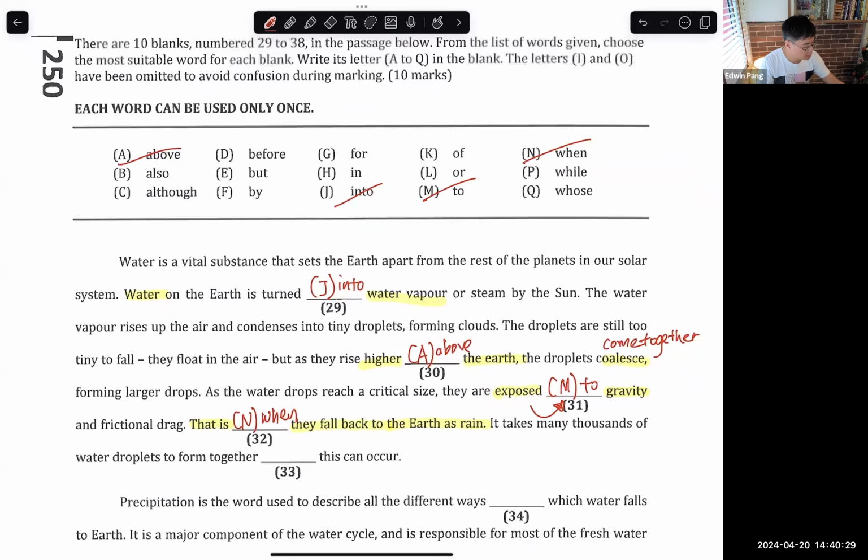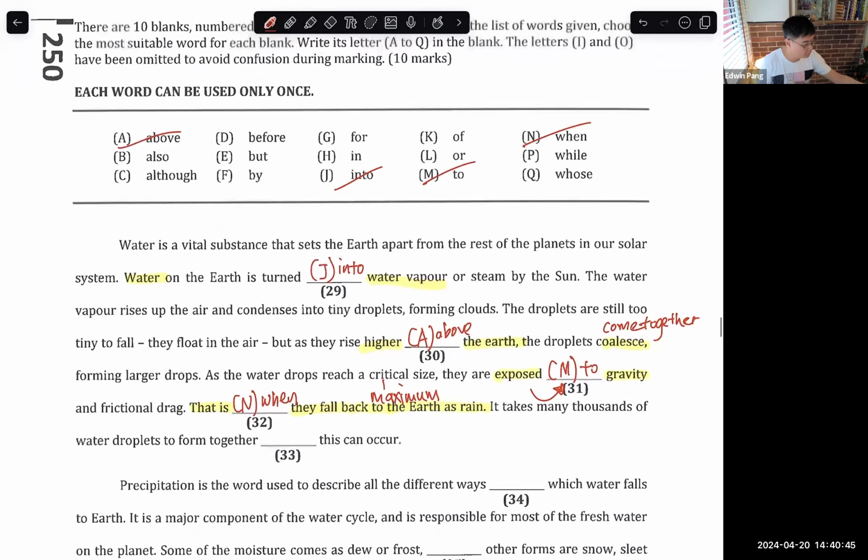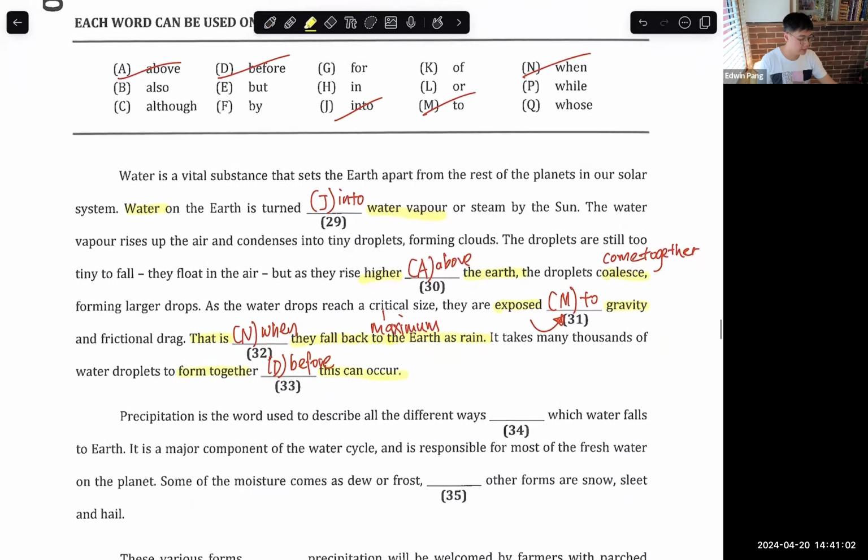By the way, the word critical means maximum, okay? In case you didn't know. Critical, as big as it gets, right? Critical mass means as big as it gets before something happens. And finally, it takes many thousands of water droplets to form together before this can occur, right? So the condition for this to occur is for these droplets to be formed together, right?